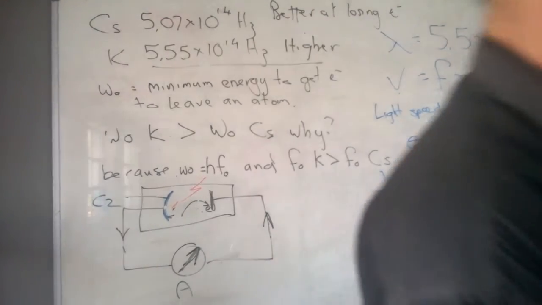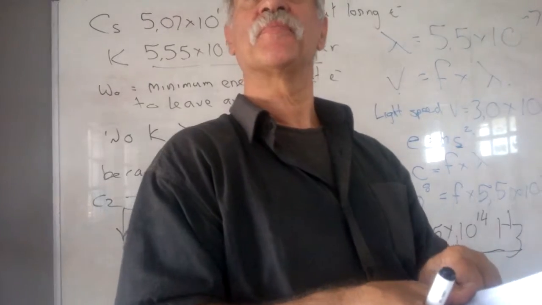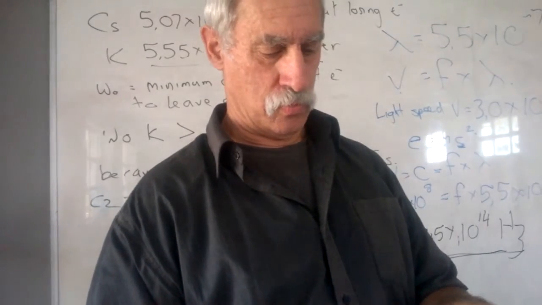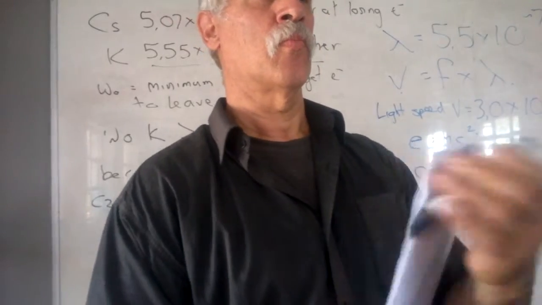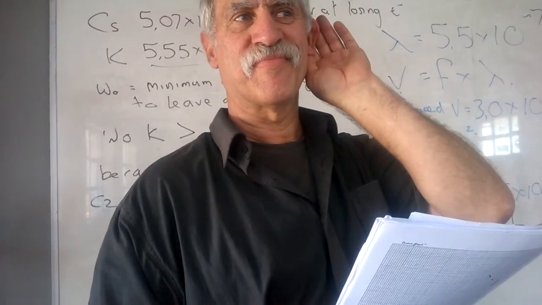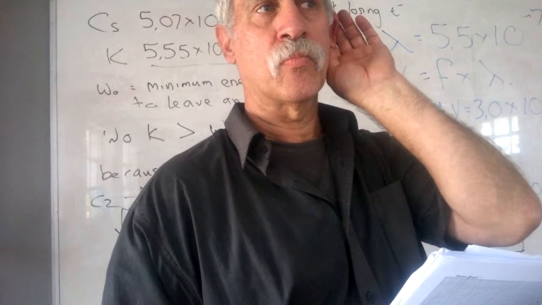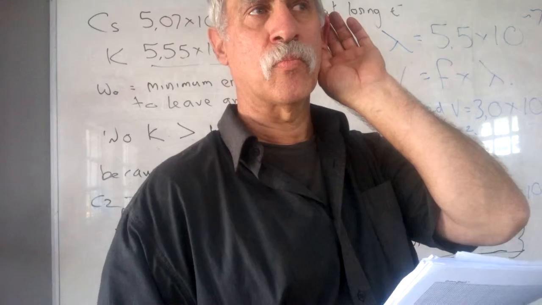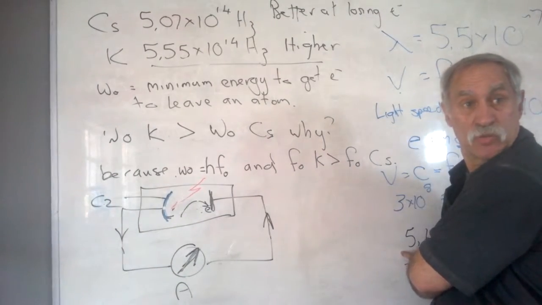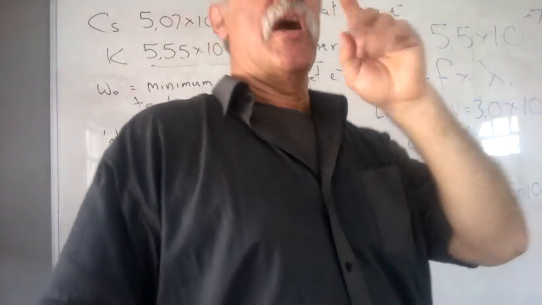Where's Marvin? Does that make sense to all of you? Who doesn't it make sense to? Okay, Jamie. Tatiana, explain to Jamie what you've just told me. Jamie, does that make sense? Let's say it again. This ultraviolet frequency is lower than the threshold frequency of potassium, therefore the ammeter will not grow.